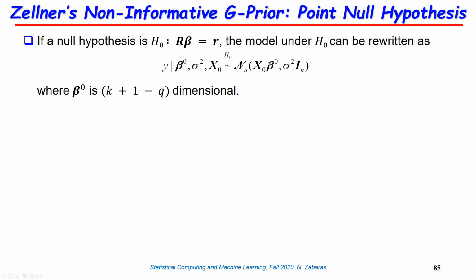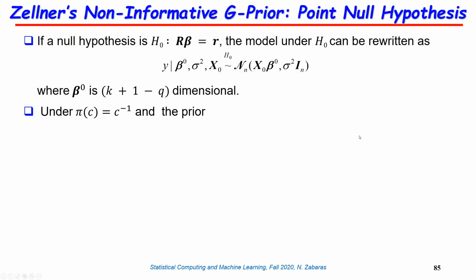You can go back to the previous lecture to see exactly what this X0 was, but at the end of the day, if you have this hypothesis holding, then you have a new likelihood model that has this matrix X0, and you have a new vector beta 0 that is of dimensionality K plus 1 minus Q.